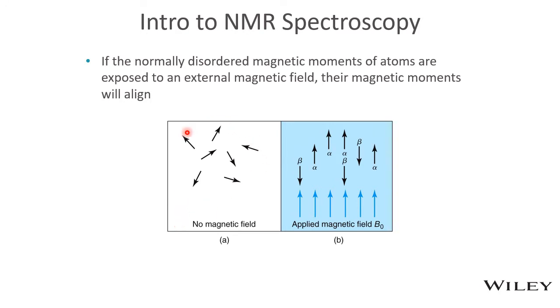Now, if we take these atoms and we apply an external magnetic field, so put it in the presence of a strong magnet from, let's say, a machine, what happens is these spins are going to align with the magnetic field. Now they're going to line up in the direction. However, if the spin is pointing in the same direction as the magnetic field, this is called the alpha spin state. If we have a spin that is aligned but pointing in the opposite direction of the magnetic field, this is called the beta spin state.